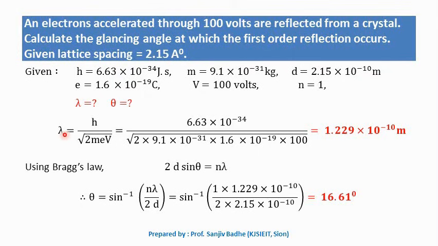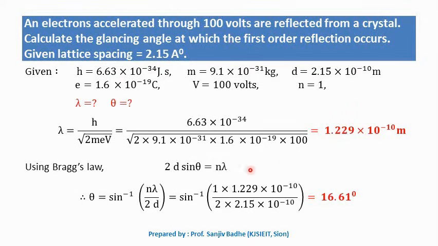So first let us calculate the wavelength of the wave associated with the electron by using the de Broglie relation. Lambda is equal to h upon p, that is h upon square root of 2 m e V. All the values are known. h is 6.63 into 10 raised to minus 34, m is 9.1 into 10 raised to minus 31, e is 1.6 into 10 raised to minus 19 and V is 100. So the value of wavelength can be calculated, and when we do the calculation it will be 1.229 into 10 raised to minus 10 meters.